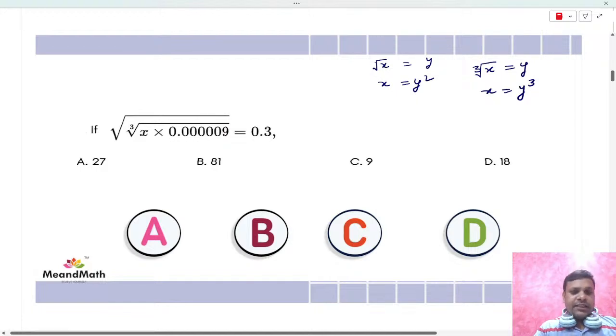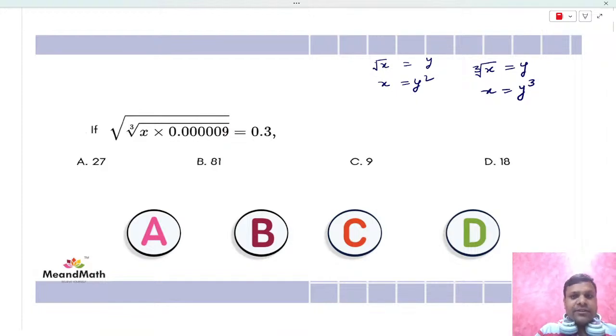Okay, Dhanusika, 81, 81. Okay, yes, yes, Prachi, we are solving the question.